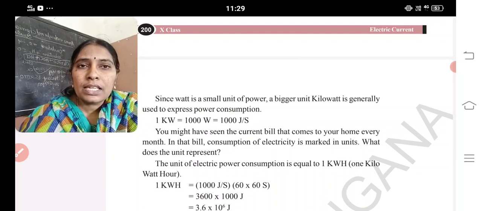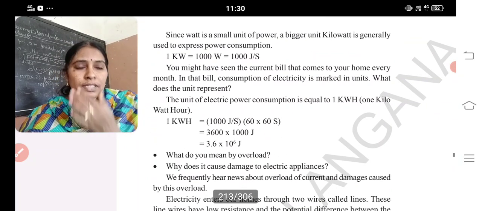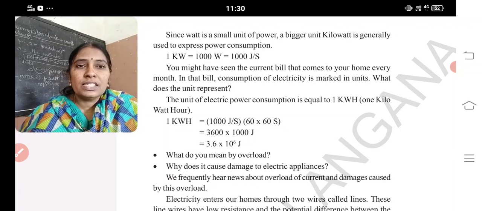You might have seen the electric bill. Every time you check it, it is written as kWh, kilowatt hour. What is the meaning of kilowatt hour? 1 kilowatt is equal to 1000 watts, and an hour you have to convert into seconds, that is 60 into 60, which is 3600. 3600 into 1000 gives 3.6 into 10 to the power of 6 joules.